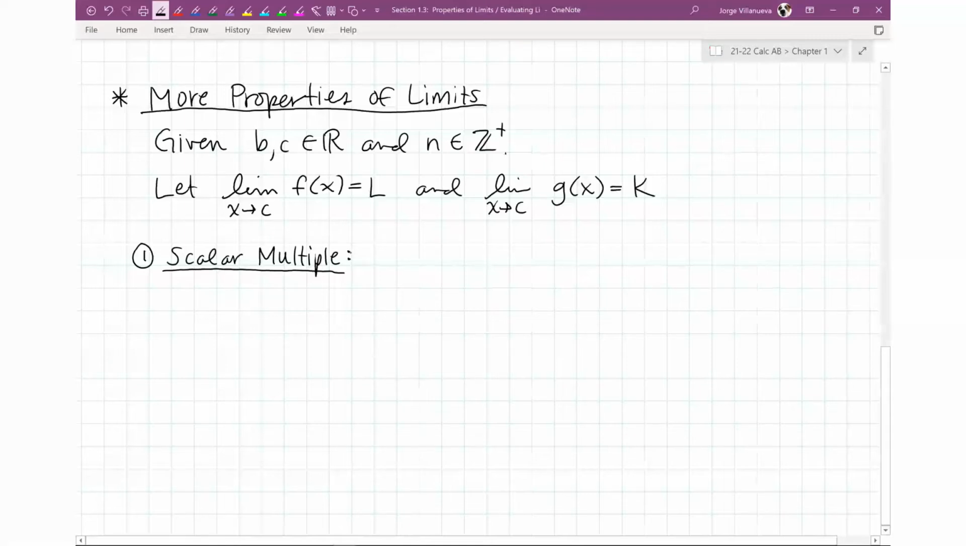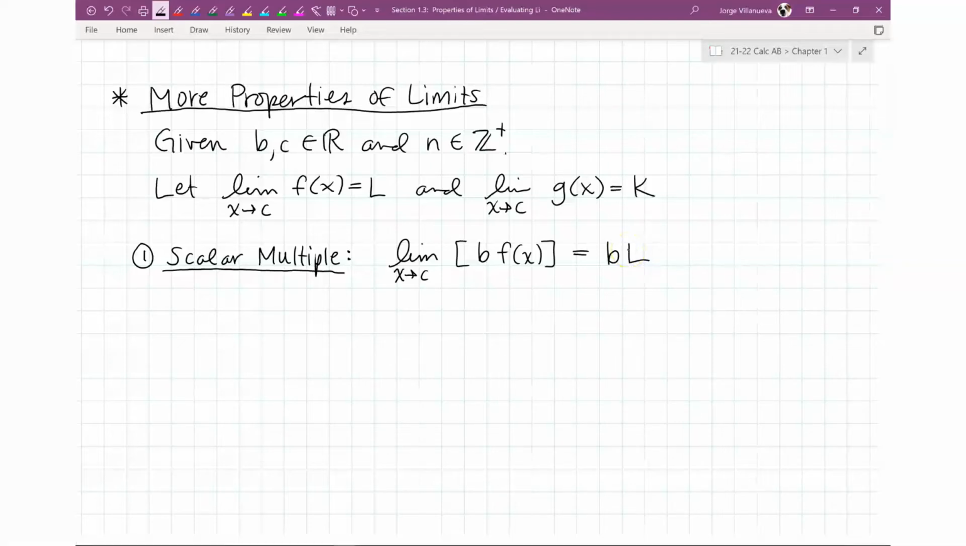So scalar multiple basically says this. The limit as x goes to c of b times f of x is equal to b times L, so bL. Okay, so notice they're just basically saying you get your limit of f of x, which is L, and then just multiply it times b. Okay, that's your scalar multiple.